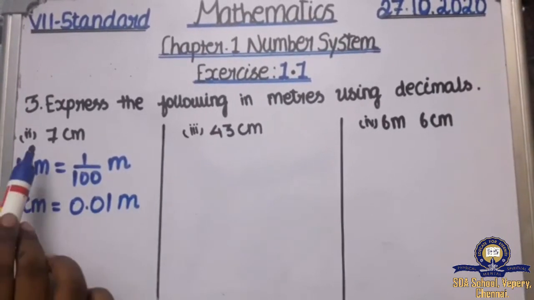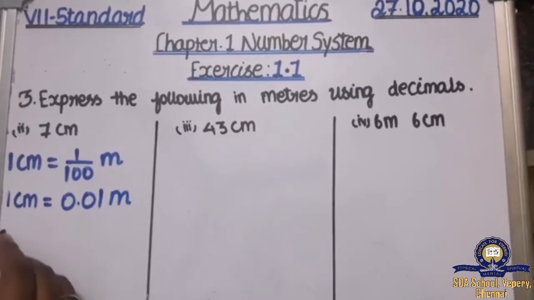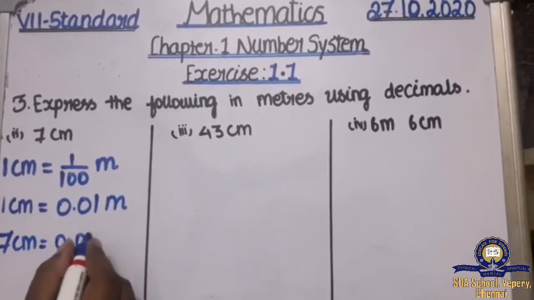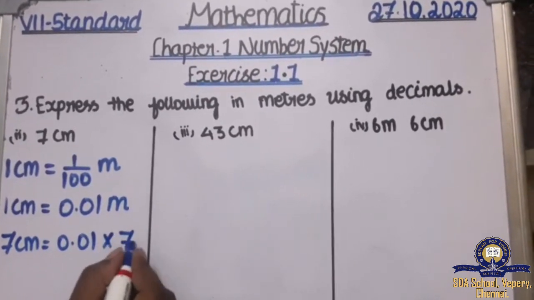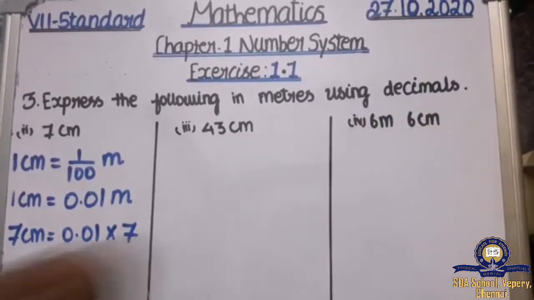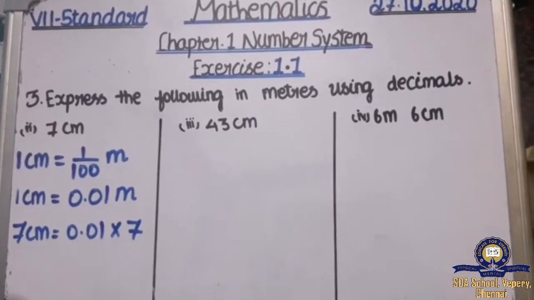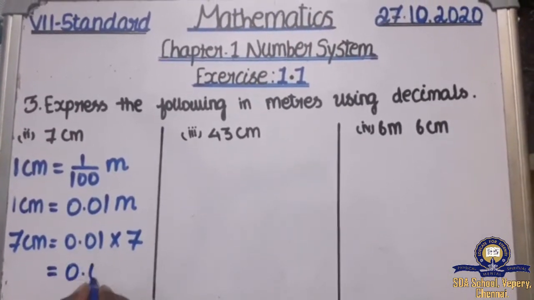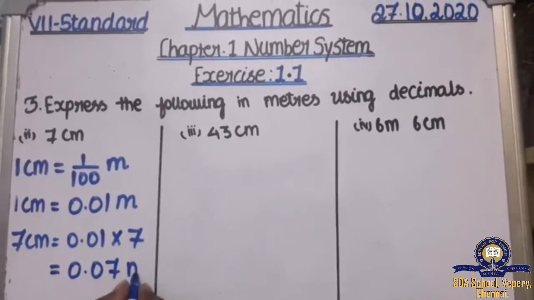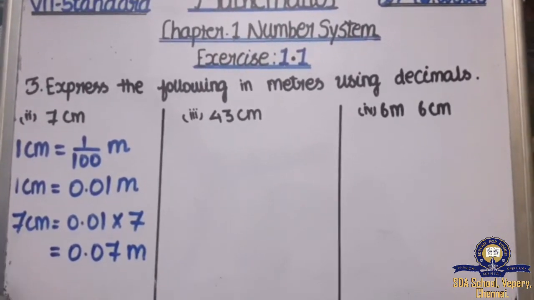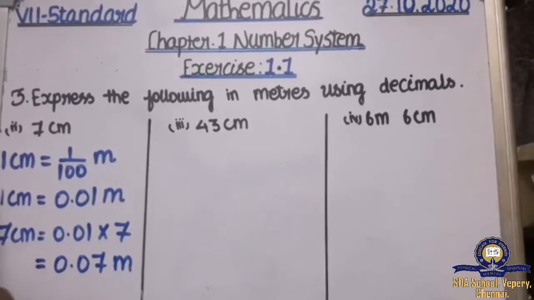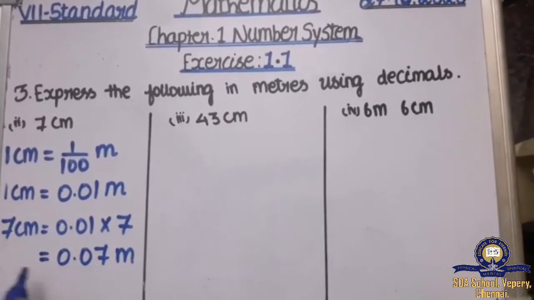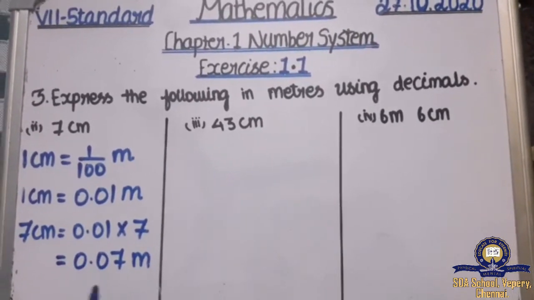So here, what's the expression given? 7 centimeter. So 7 centimeter is equal to 0.01 into 7. Here, we need to find it using the decimals. So we can take it like this, okay? When we multiply this value, we get 0.07 meter. While converting centimeter to meter, the formula is 1 centimeter is equal to 1 by 100 meter. So 7 centimeter is equal to 0.07 meter.